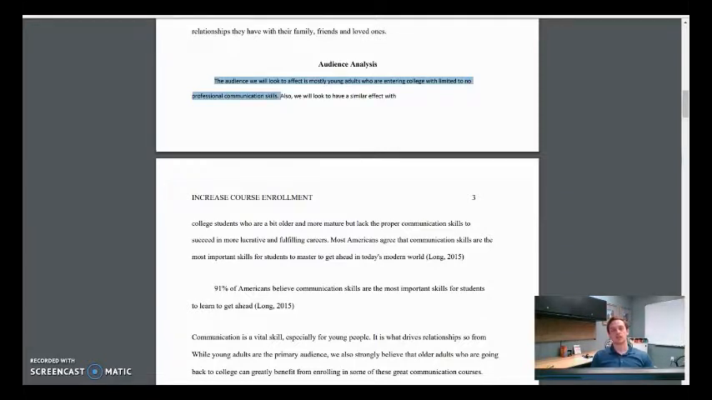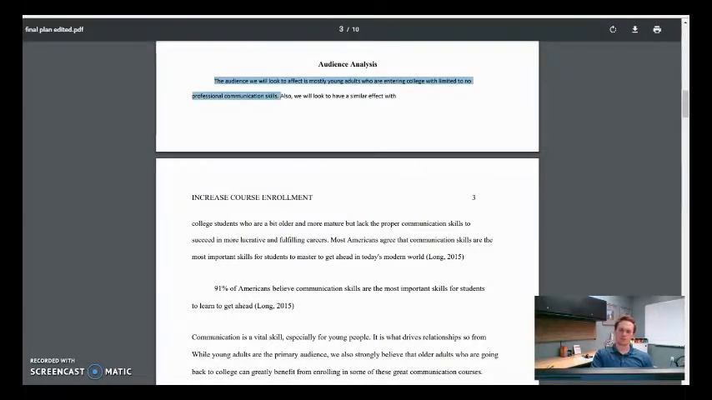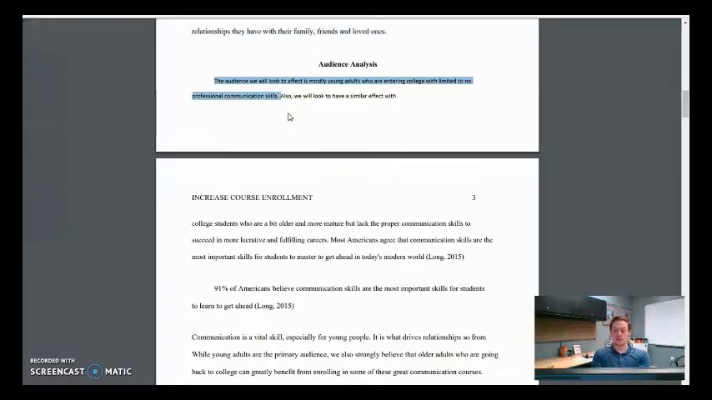And that's really going to allow us to see how we've put what we've talked about into play or into motion. So if you look here, to start off with in our audience analysis, the first sentence says, the audience we will look to affect is mostly young adults who are entering college with limited to no professional communication skills. As you can see, that's a very open audience. Specifically, we're looking for those people who not just are going into business, but who look to have a career or job in any way, because we can see the importance of communication as it continues to talk about.